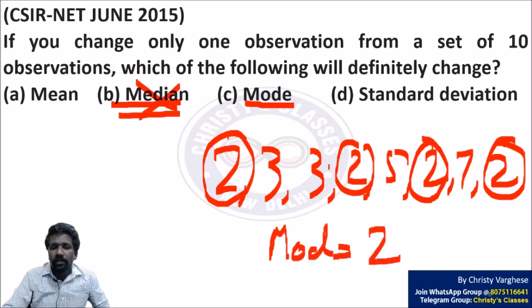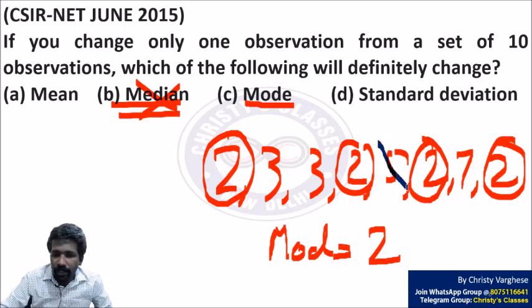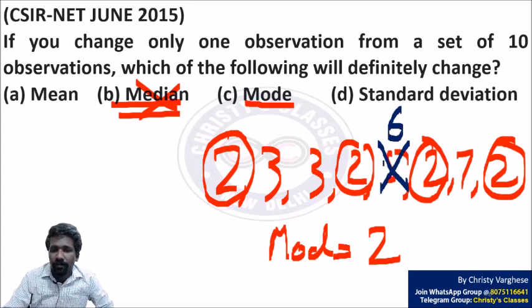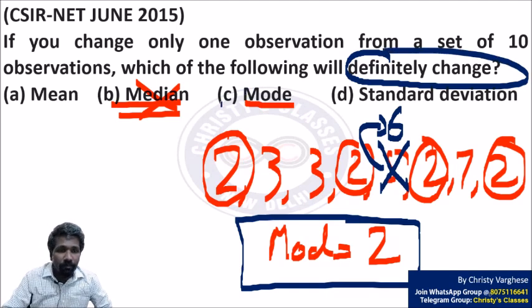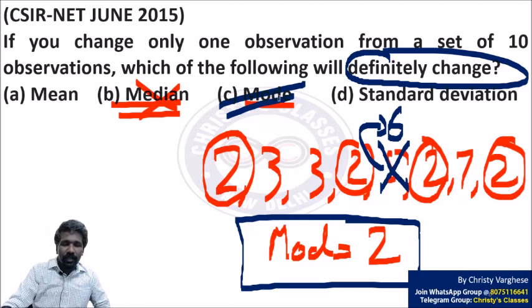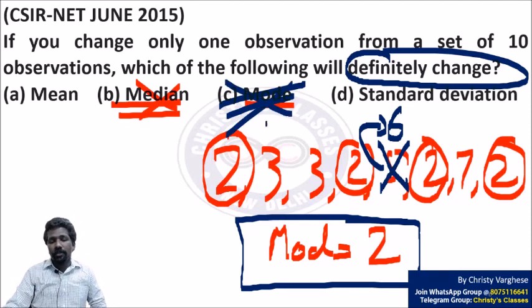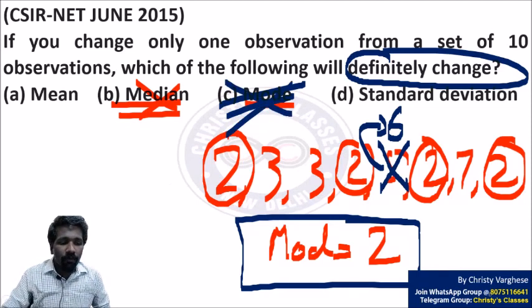Mode is 2. If I change one value, will the mode definitely change or not? That is what we want to check. If I replace this 5 by 6, will the mode change? One change I am making, but the mode will remain the same itself. So "mode will definitely change" is wrong. Sometimes it changes, yes, but that is not what the question is asking. Always changing is not happening. That is why option C is wrong. Mode does not always change.